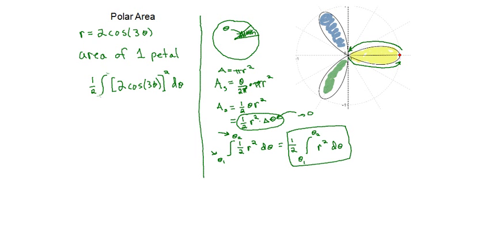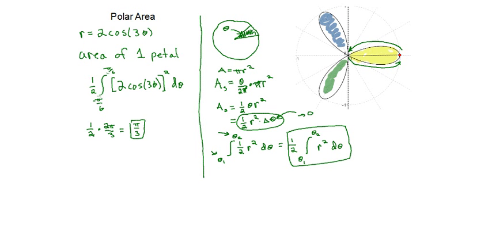So we're going to go from negative pi over 6 to pi over 6. You can plug that integral into your calculator, and here's the 1/2 on the outside, times you will get 2 pi over 3, or a decimal equivalent, so double check that. And then when you multiply those out, you will get pi over 3 as 1 petal.